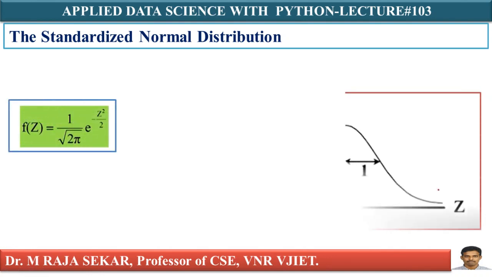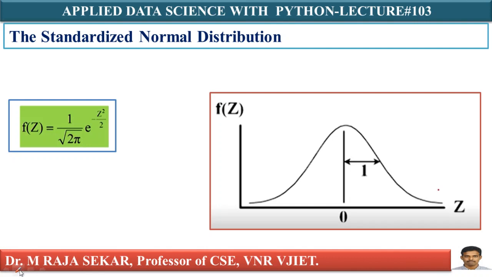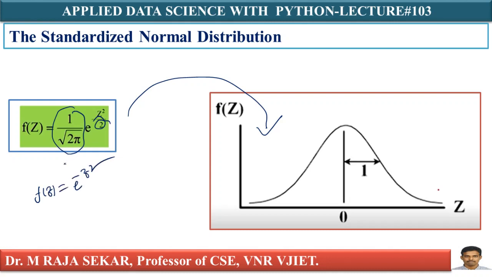F of z equal to 1 by root 2 pi into e power minus z square by 2. If you plot this one, you will get this particular curve, isn't it? For example, if you want to plot this, 1 by root 2 pi and 1 by 2 will not make that difference. Therefore, I can simply plot f of z equal to e power minus z square. You need not bother about these constants.